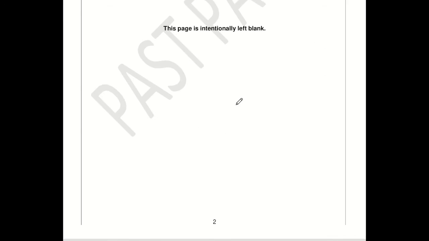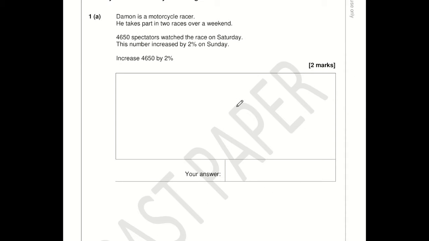Okay, so let's take a look at question number 1. We don't really need to read the waffle, we just need to increase 4,650 by 2%. First, what is 2% of 4,650? 1% is this figure divided by 100, so 46.5. Therefore 2% is 46.5 plus another 46.5.